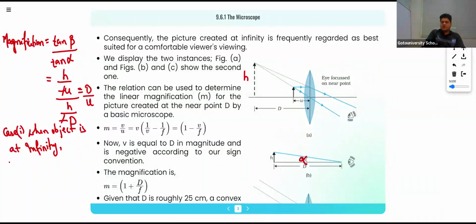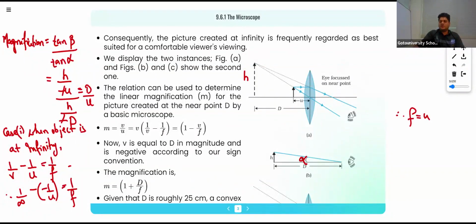When the object is at infinity, we have 1/v minus 1/u equal to 1/f. Infinity means this will be 1/infinity minus 1/(minus u), so 1/u is equal to 1/f. Minus minus is plus, and you will get f is equal to u. So the magnifying power is equal to D/u, so D/f.